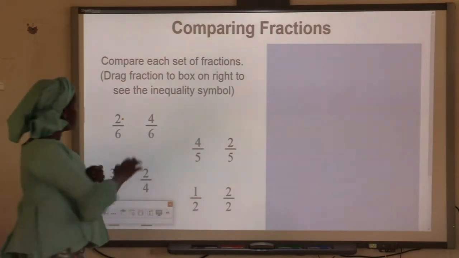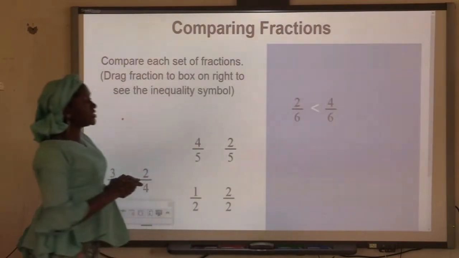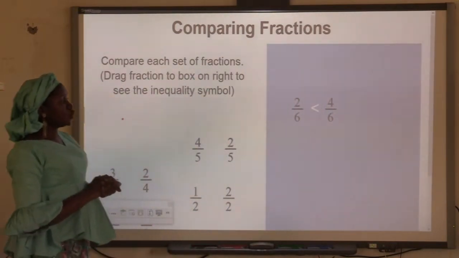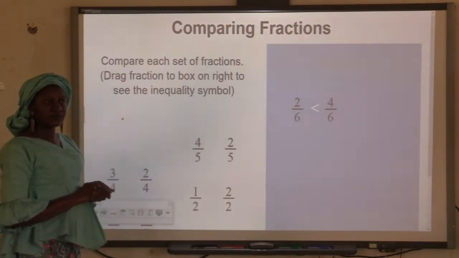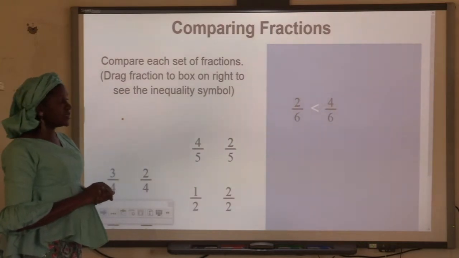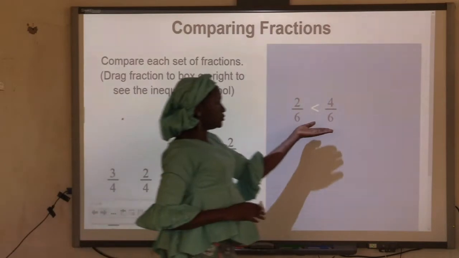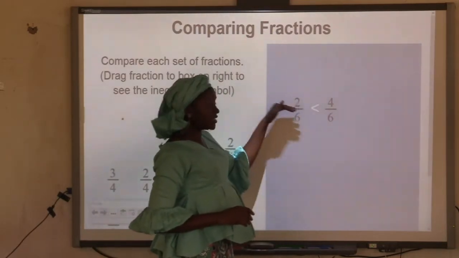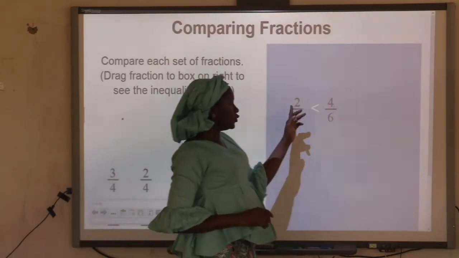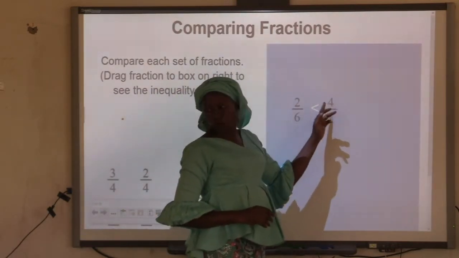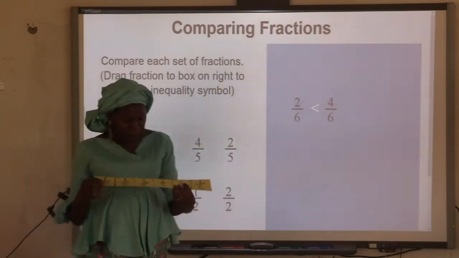Can we see which symbol suits this one? Good. It says 2 over 6 is less than 4 over 6, because they both have common denominators. Now let's consider the numerators. 4 is greater than 2, or we can say 2 is less than 4.